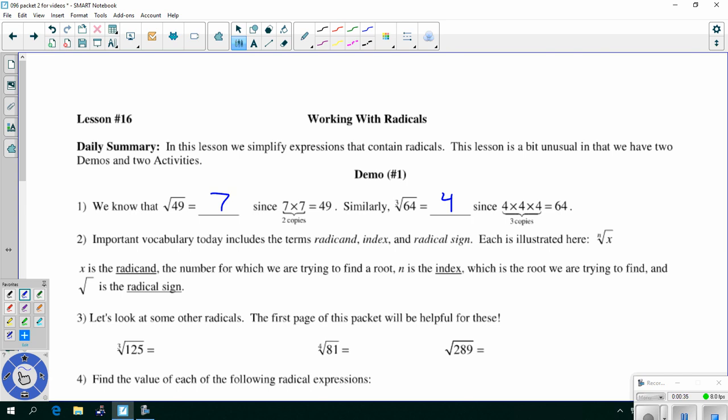Each is illustrated here, so we'll just circle some stuff. The radicand is the thing inside, and the index is this tiny little number right up here. And then finally, the radical sign is just that symbol. So that symbol right there is the radical sign. Also right here.